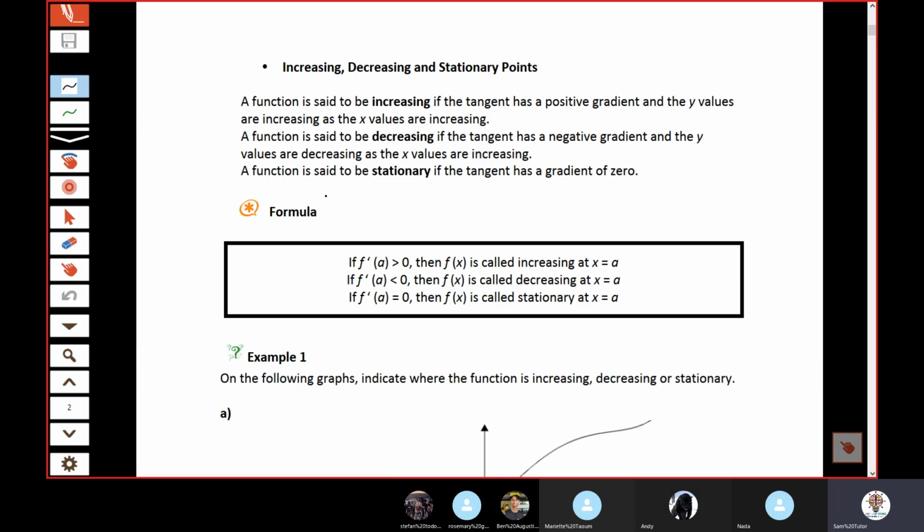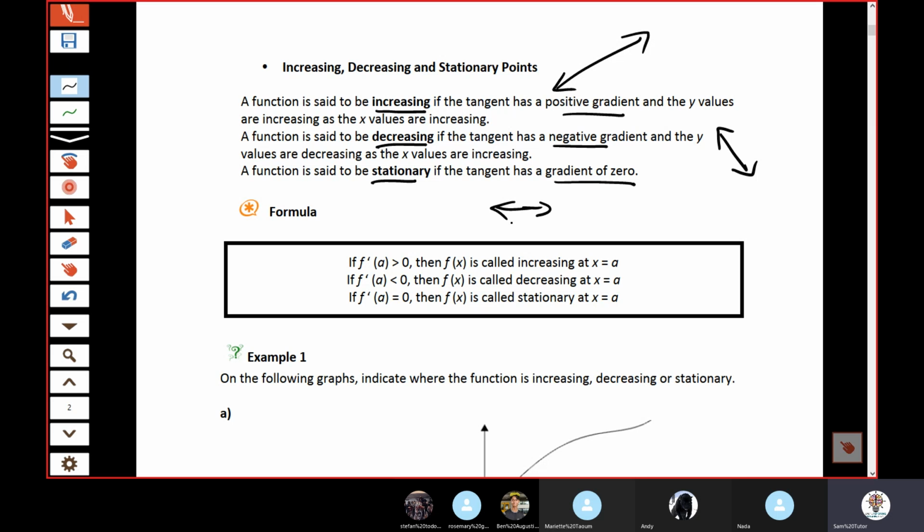Increasing, decreasing, stationary points. A function is said to be increasing if the tangent has a positive gradient. That just means it's sloped to the right. A function is said to be decreasing if it has negative gradient. That means slope to the left. A function is said to be stationary if it has gradient 0. That means it is a horizontal line or it's just flat.